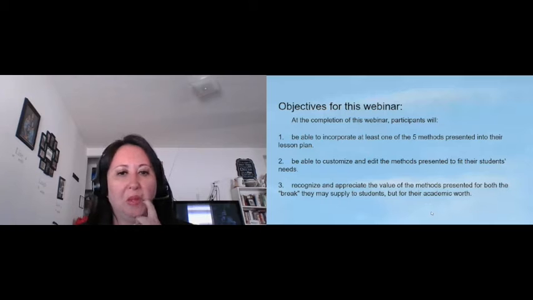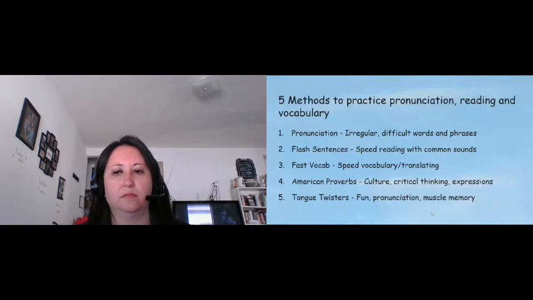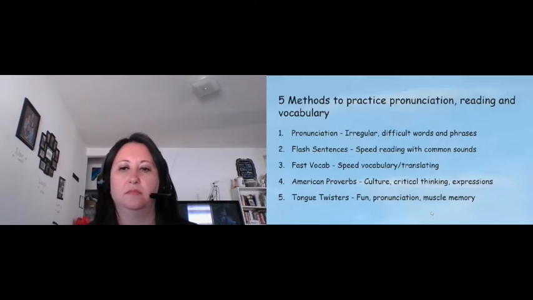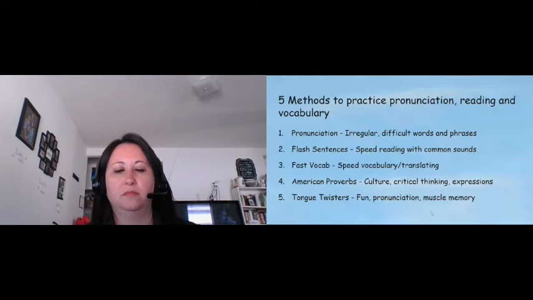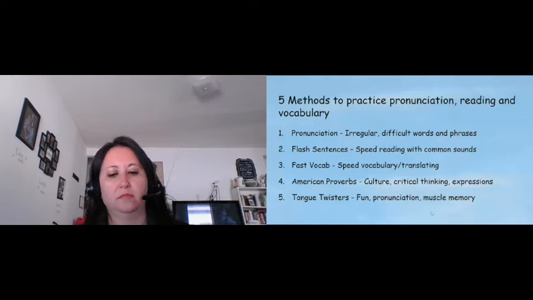curriculum. They are these 5: pronunciation, which I find oddly popular. Every ESL class I've ever had loves pronunciation, and English is so goofy, and there's so many irregular and difficult words and phrases that we can study in pronunciation practice. I'm going to be talking about a book called Contrasts, Pronunciation Contrasts, and showing you some of the things that we use in there for reading and for reading practice.